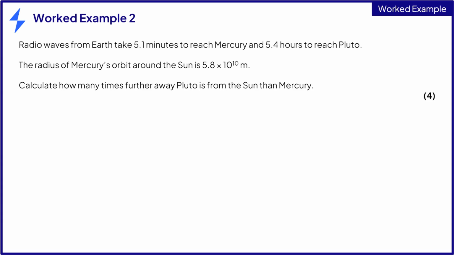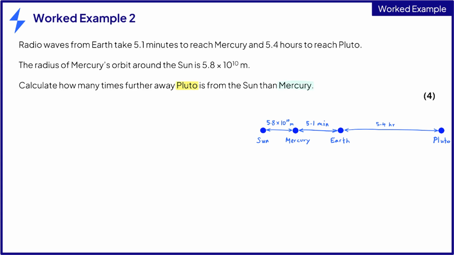First, let's sketch out the scenario. We have the Sun, Mercury, Earth, and Pluto. We know that Mercury is 5.8 times 10 to the 10 meters from the Sun, and that light takes 5.1 minutes to travel from Earth to Mercury, and 5.4 hours to travel from Earth to Pluto. We want to find the ratio of the distance between the Sun and Pluto and the distance between the Sun and Mercury.